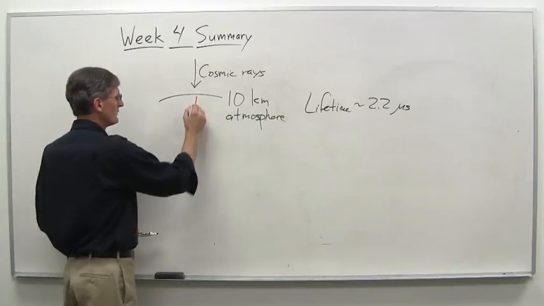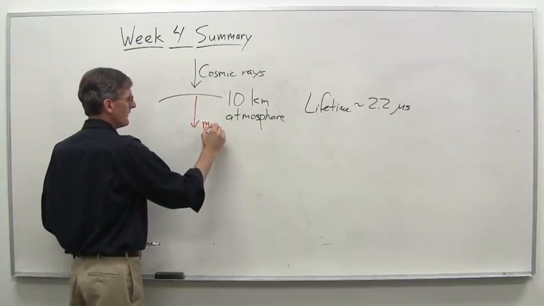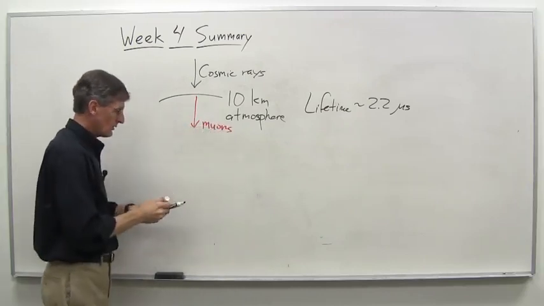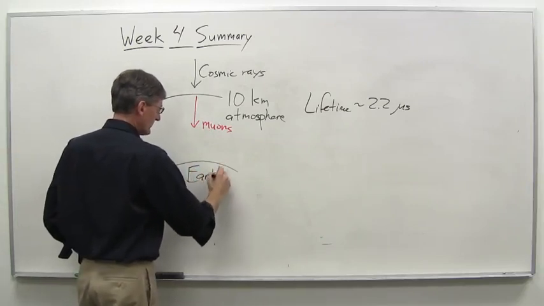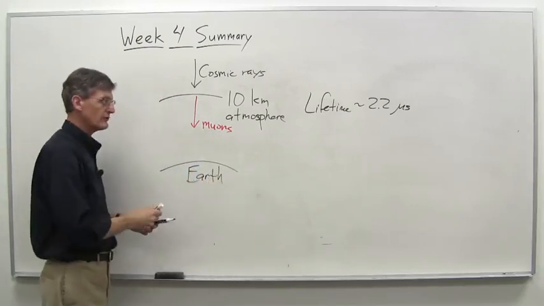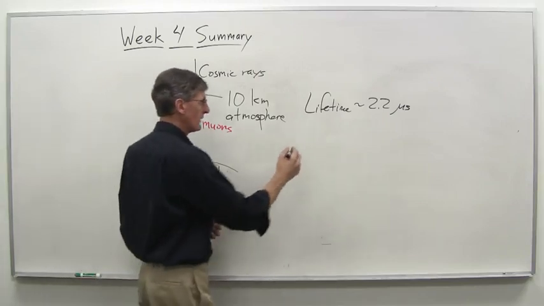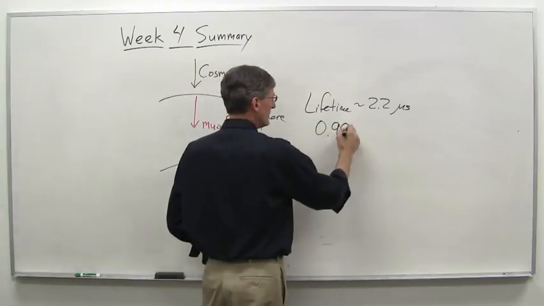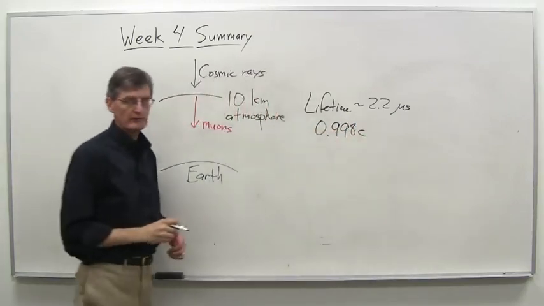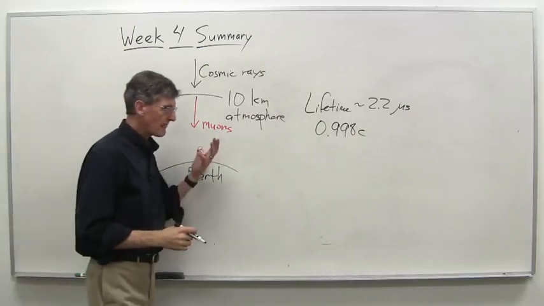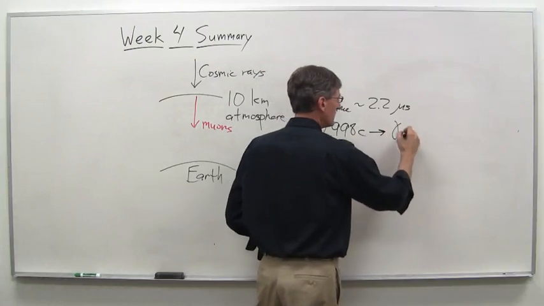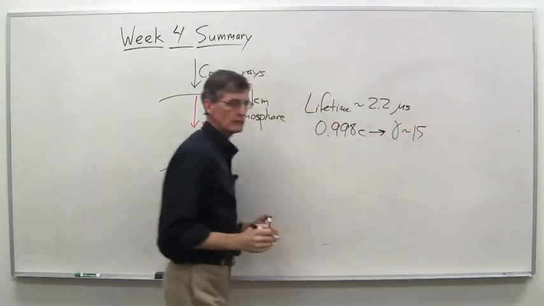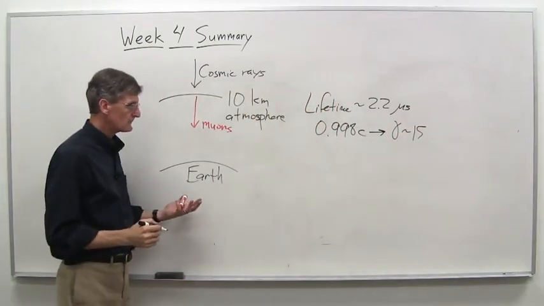Say, here come the muons, and here we are down on Earth. It turns out the speed of the muons generated is very, very high, about 0.998 times the speed of light, so very close to the speed of light. And at that speed, the gamma factor, the Lorentz factor, is about 15.